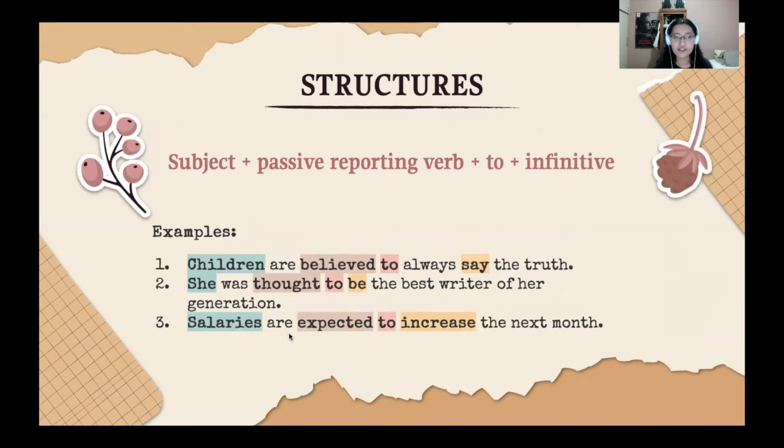The second structure is a subject plus a passive reporting verb plus to plus infinitive. The first example says, children are believed to always say the truth. She was thought to be the best writer of her generation, and salaries are expected to increase next month.